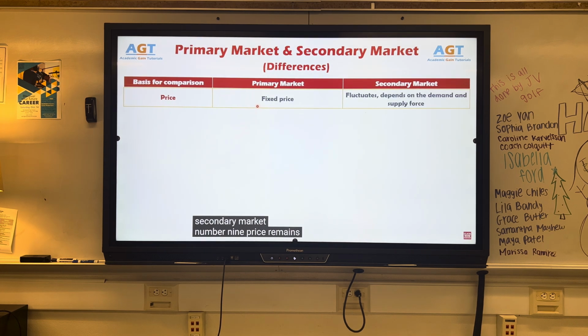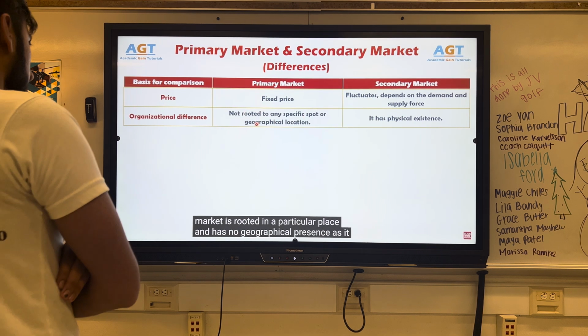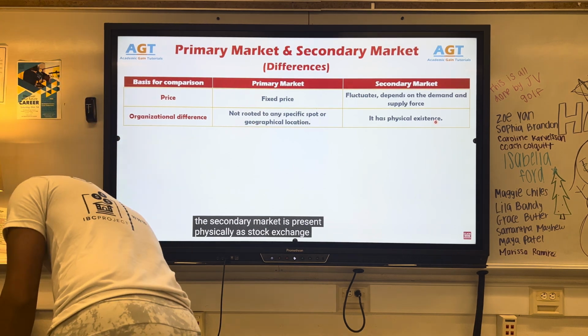Number nine. Price remains fixed in primary market, whereas in secondary market, price depends on the demand and supply force, so the price fluctuates. And difference number 10. The primary market is rooted in a particular place and has no geographical presence, as it has no organizational setup. Conversely, the secondary market is present physically as stock exchange.